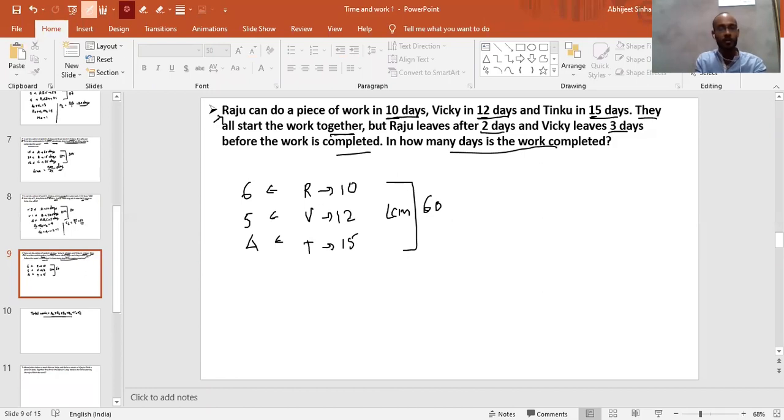Everyone started the work together, but Raju leaves after 2 days. So if I ask you, when all of them started working together, for how many days did Raju work? What is Raju's time when they are working together? For how many days? You need to answer here in the chat box. And Vicky leaves 3 days before the work is completed.